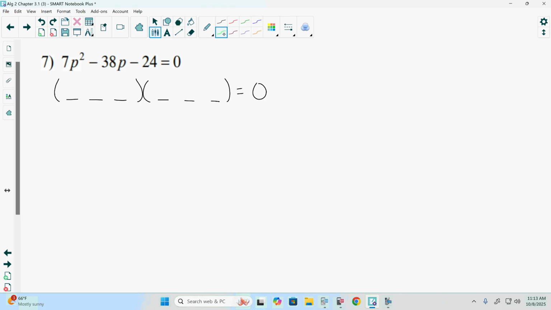If the third term is positive, the signs are the same and match the sign of the middle term. If the third term is negative, the signs are opposite. Here, the third term sign is negative. So our signs are automatically opposite. Doesn't matter which order we put them in. One of the signs has to be positive, the other has to be negative. So we have plus and minus.